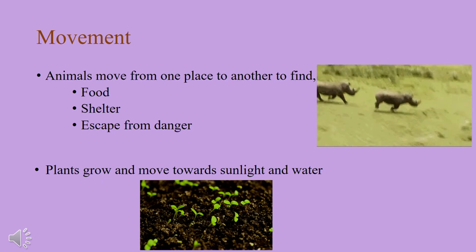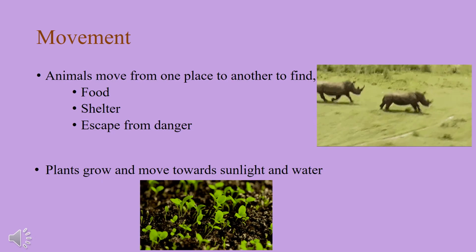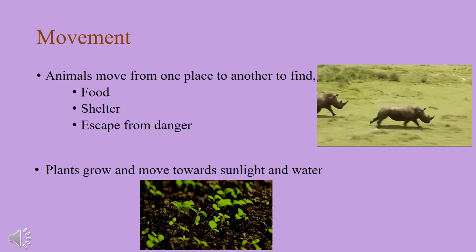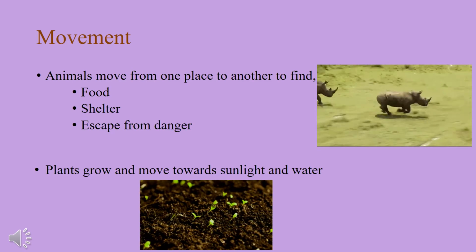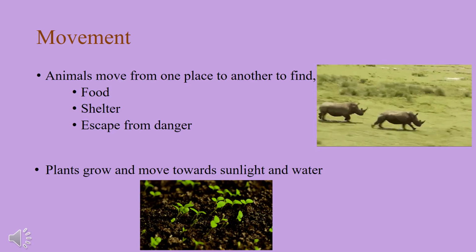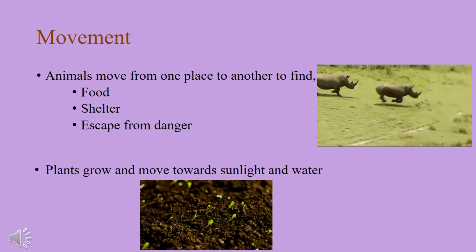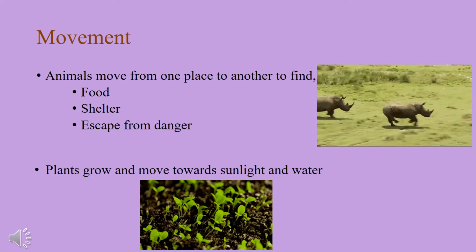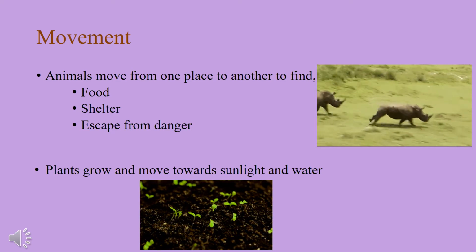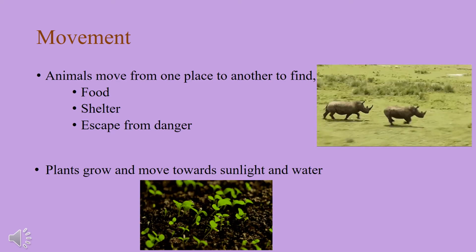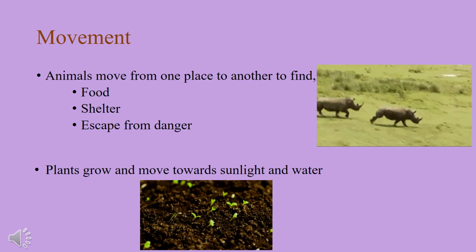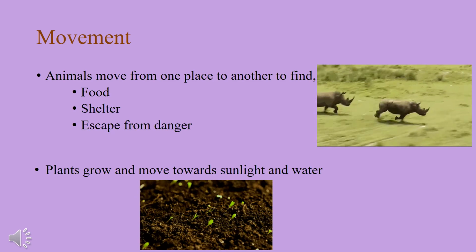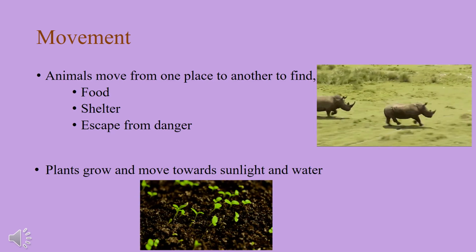Next, we are talking about movement. Living things have the ability to move in some way without outside help. The movement may consist of flow of material within the organism or external movement of the organism or parts of the organism. Animals move from one place to another to find food, shelter, escape from danger. Plants grow and move towards sunlight and water.